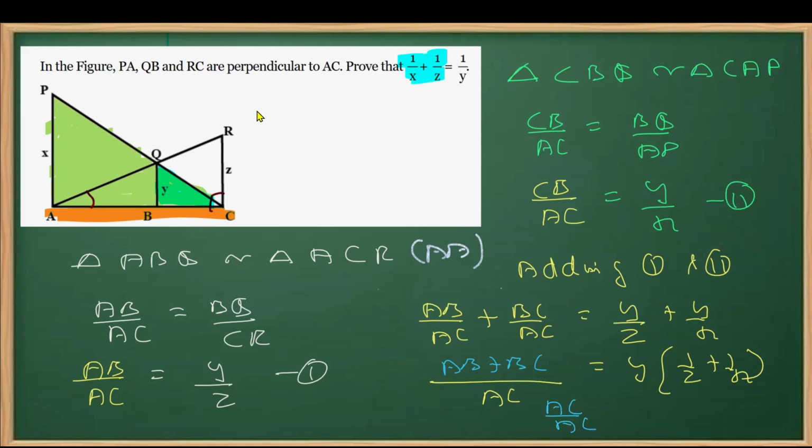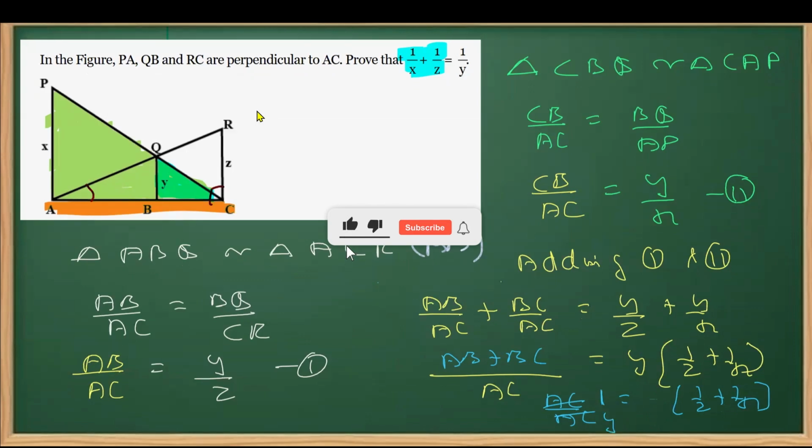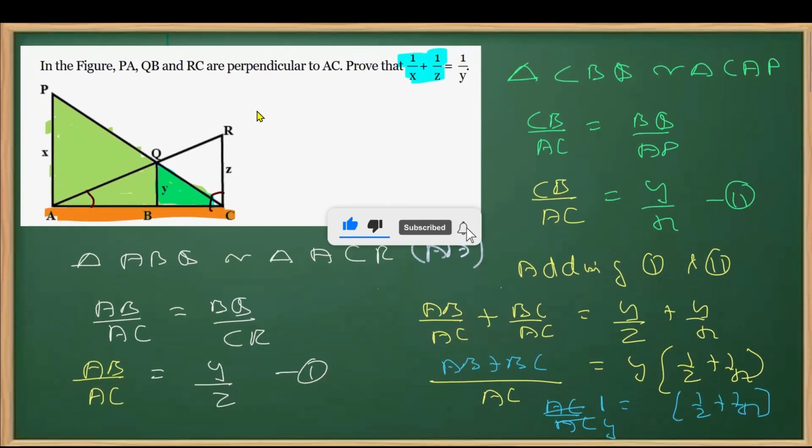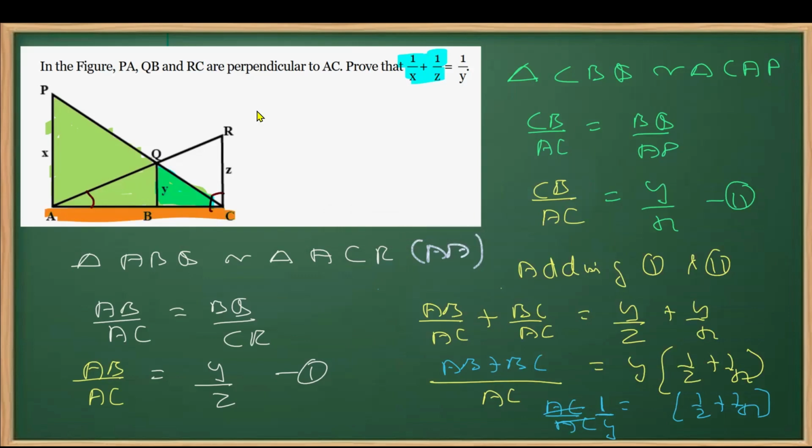This will give you AC over AC, and on the right hand side we have y multiplied by 1 over z plus 1 over x. These two cancel to give you 1. If I transpose y to the left hand side, it becomes 1 over y. And that's what we needed to prove: 1 over y is equal to 1 over x plus 1 over z.